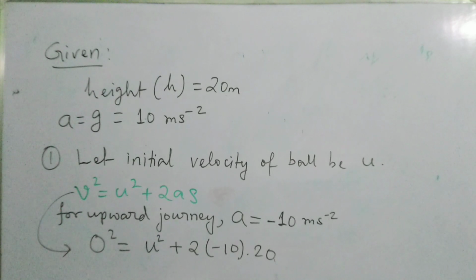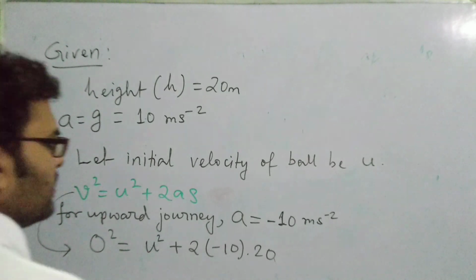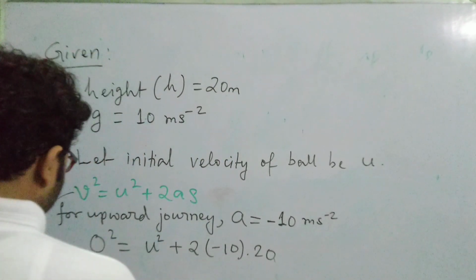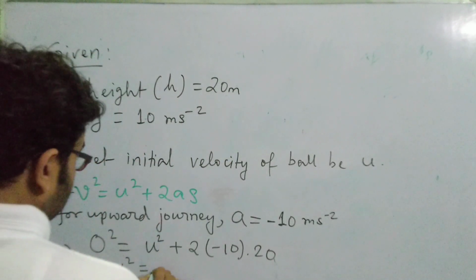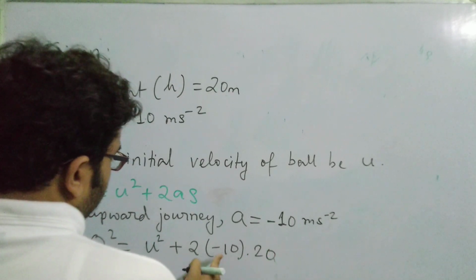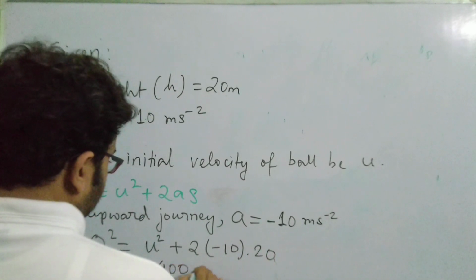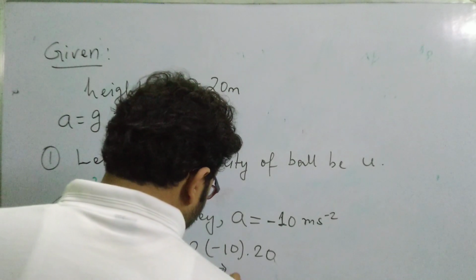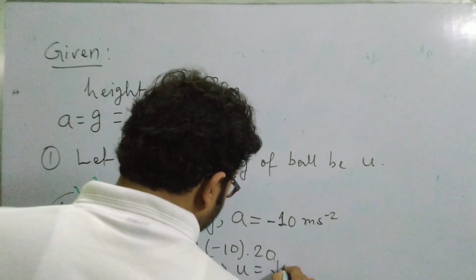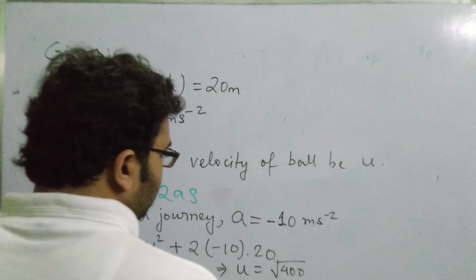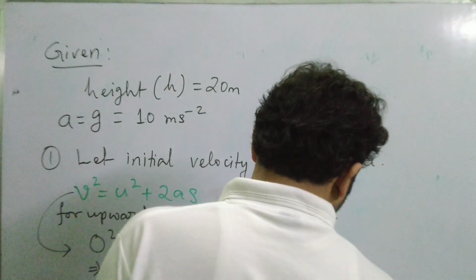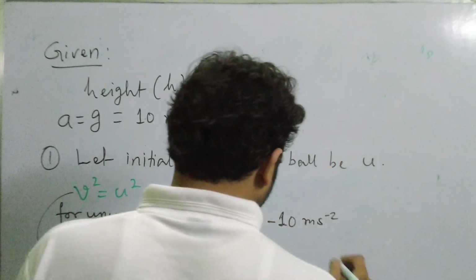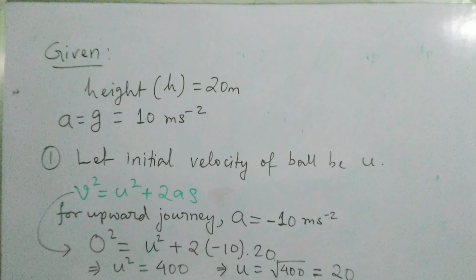From this we can easily calculate the value of u. What is the value of u here? So u square is equal to, taking it to that side, 2 into 10 into 20, it's 400. So u square is equal to 400. So u is equal to the square root of 400, and that turns out to be 20. So this is the solution. We get the initial velocity to be 20 meter per second.